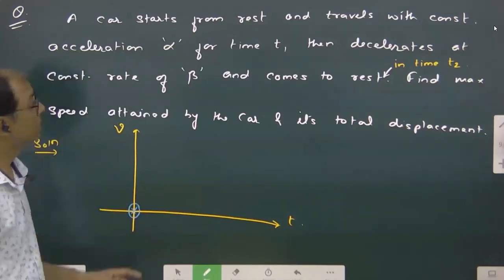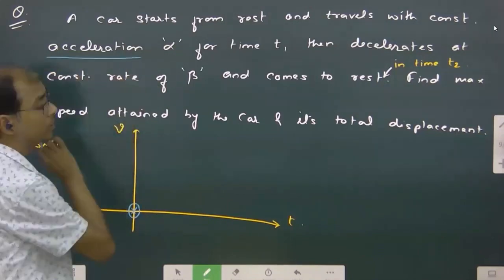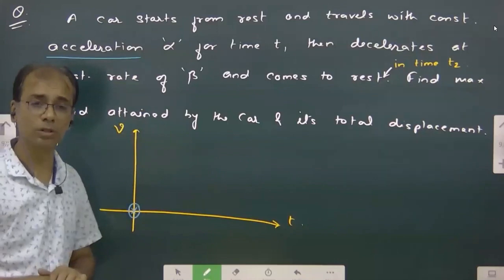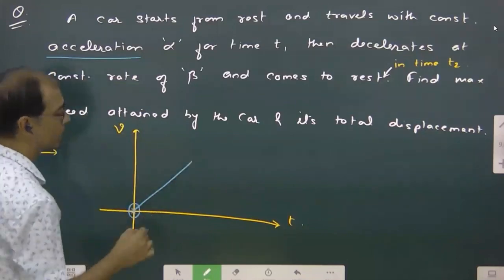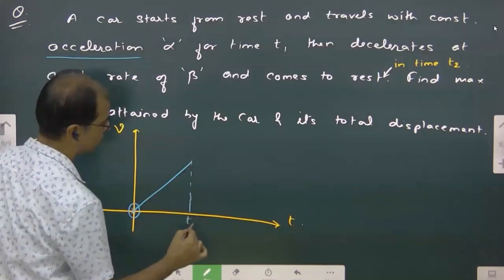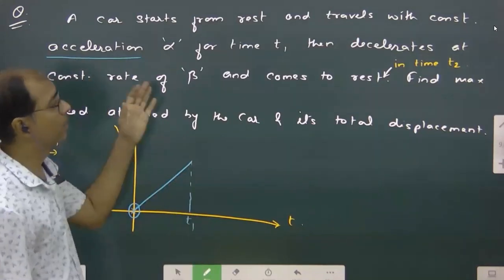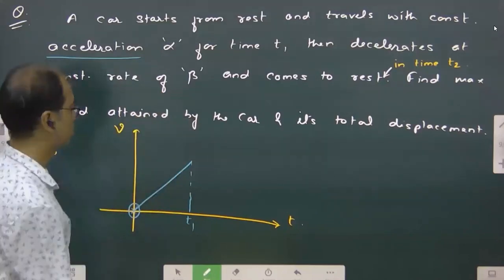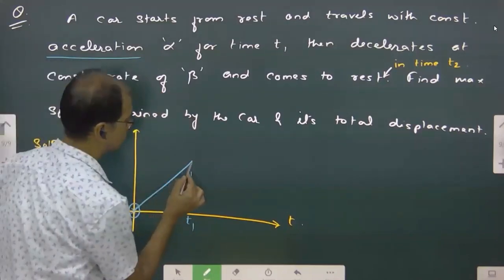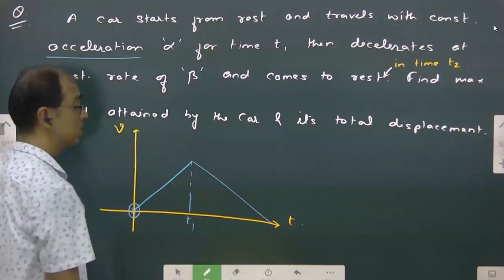Then he says it has constant acceleration. Constant acceleration means what? Again, a straight line, slope is constant. Start like this. He says it moves for time t1. Then he says after that there is a retardation, and then it comes to rest. In how much time? t2 time.